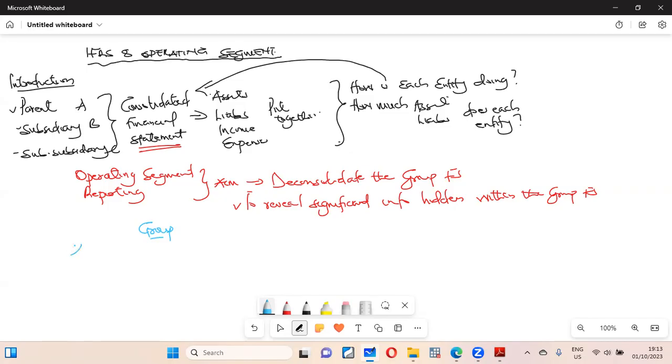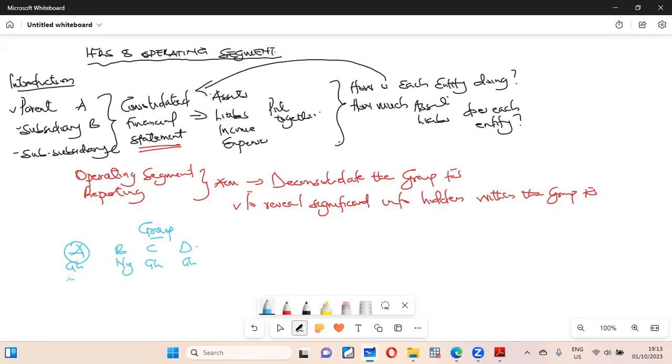The group is made up of entity A, B, C, and D. And when I prepare a group company, you see, this A may be in Ghana. This one may be in Nigeria. This one may be in Ghana and Ghana. So we have one foreign over there.